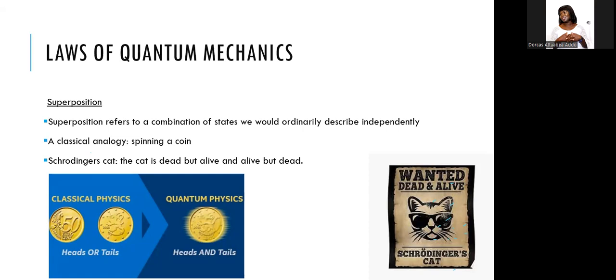Most famously, superposition has been described using Schrodinger's cat, right? Where the cat is described as dead but alive and alive but dead. So what does Schrodinger's cat experiment say? Schrodinger got a cat and put his cat in a box. In that same box, he also put poison. Then he sealed the box. If you were to walk into the room where he left his box, the cat is both dead and alive, because you don't know if it ate the poison or not. It could either be dead or it could be alive.